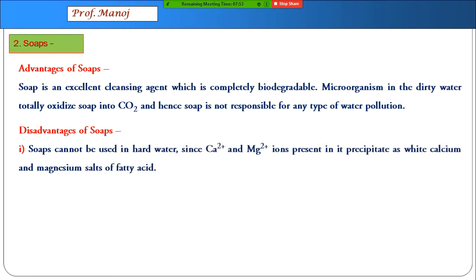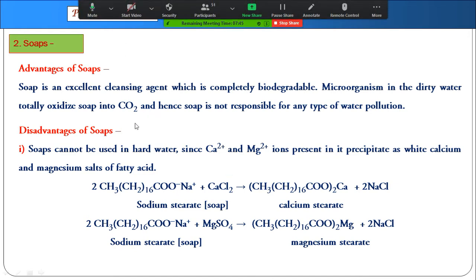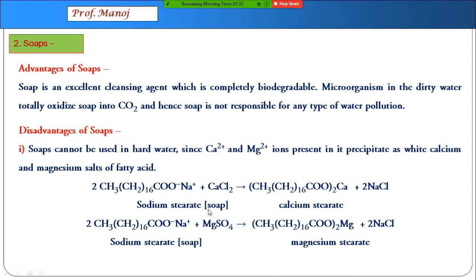Soaps cannot be used in hard water because, if you know, hard water contains calcium and magnesium ions. So what happens is something like this. The first one is the formula of sodium stearate, which is nothing but soap. If calcium ions are present, sodium is replaced by calcium. Now you can see a new compound is produced. Similarly, if magnesium is present in water, it will also create a magnesium salt.